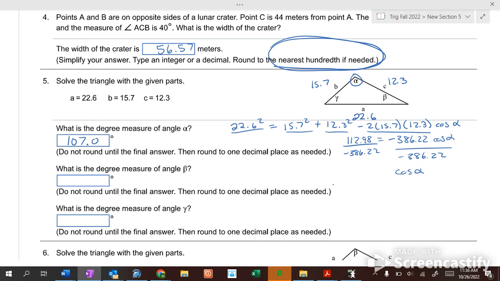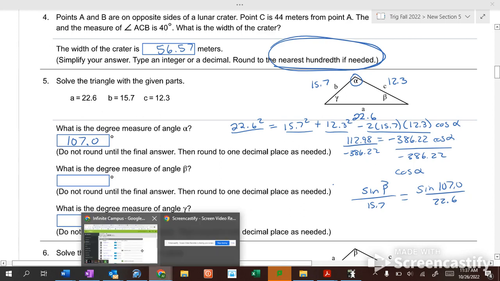So 107. Okay. So once we know that, then I know I have an obtuse angle. So the other angles can't be obtuse. They have to be acute. I use the biggest one first. So we can find beta next if we want. Now we use law of sines because it's faster. The sine of beta over its opposite side, 15.7, equals the sine of my angle 107.0 over its opposite side, 22.6.